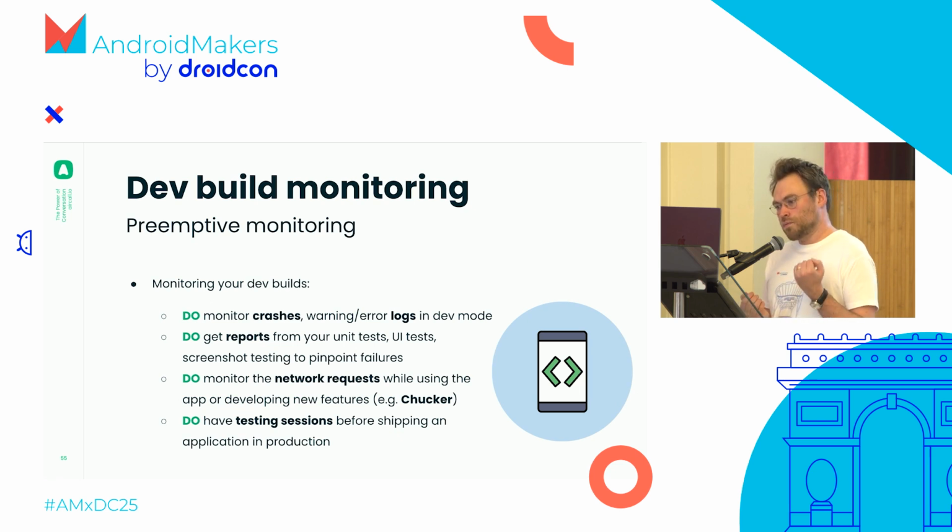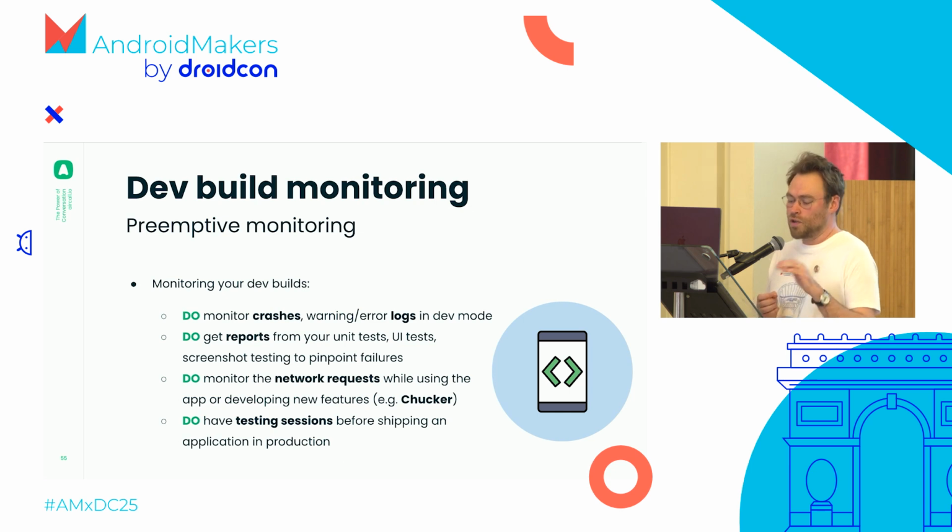Also monitor your network requests within your development. You can use a nice tool called Chucker, and I will show you how to use it in the next slide. Also, before shipping all your features and your new version in production, do some testing sessions.